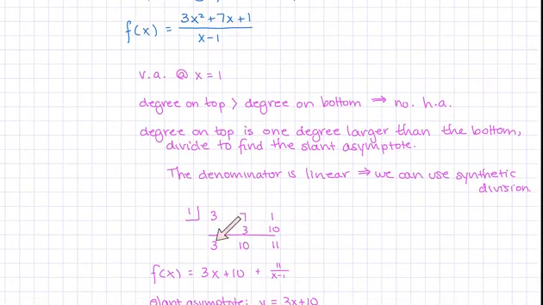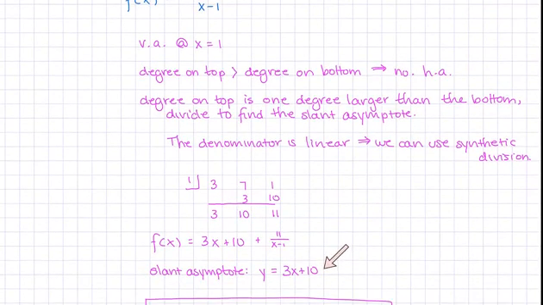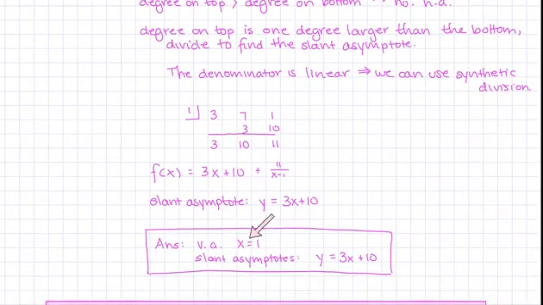Remember these: everything but the last number are the coefficients of the quotient. The last number is your remainder. And the key is we only care about the quotient, so there's our slant asymptote at y equals 3x plus 10. So our horizontal asymptote was y equals 1. Our slant asymptote was y equals 3x plus 10. That's all there is to it.